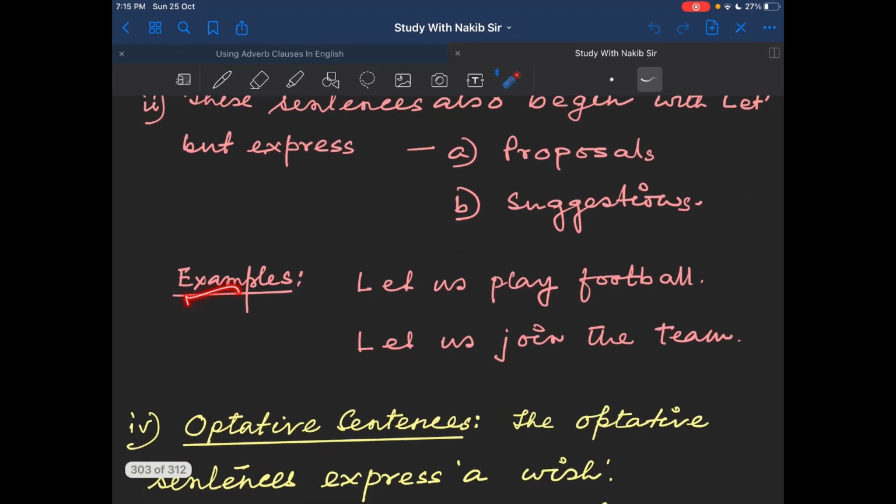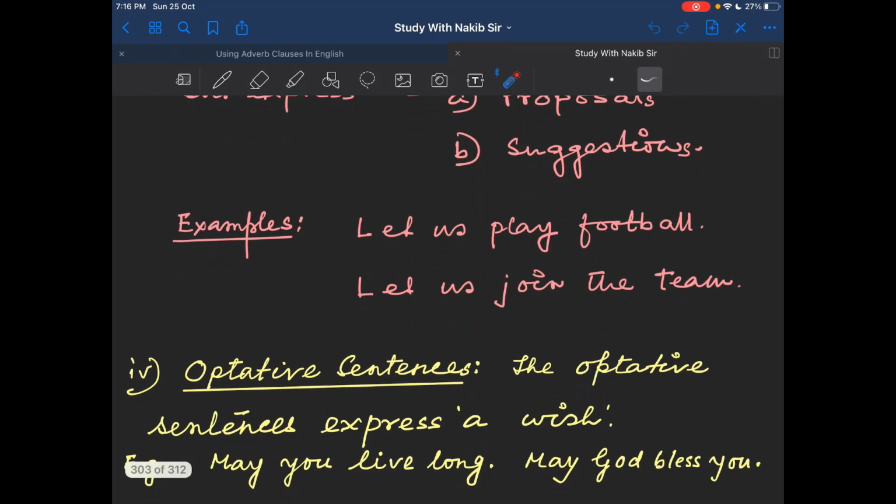See the example. Let us play football and let us join the team. Okay, now the next type, optative sentence. The optative sentences express a wish. Most of the optative sentences begin with may, understood or expressed.